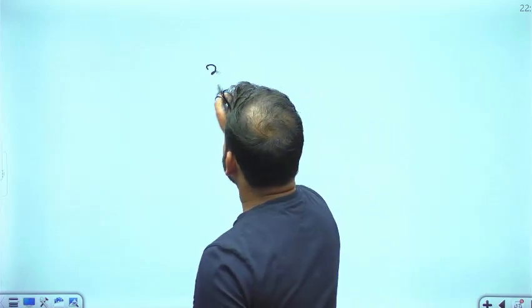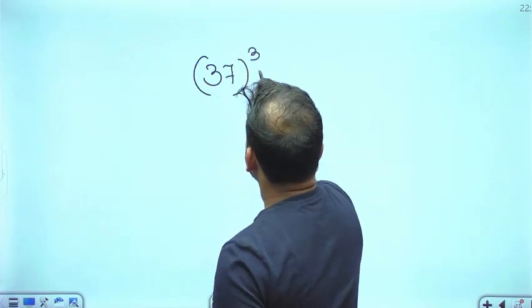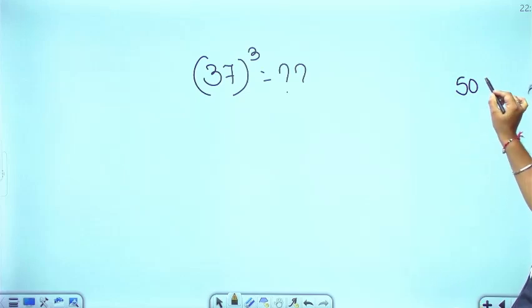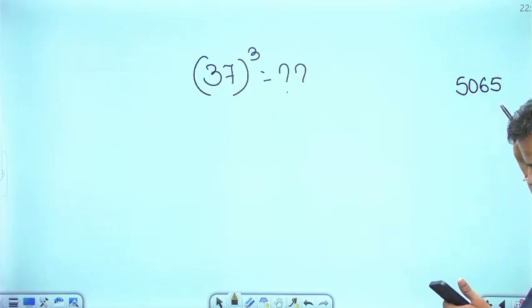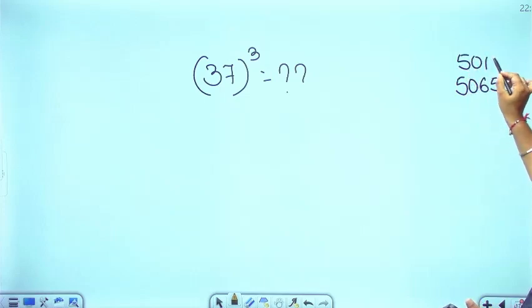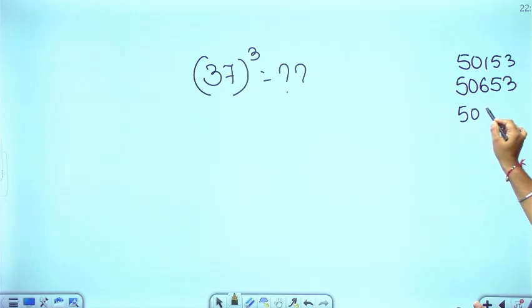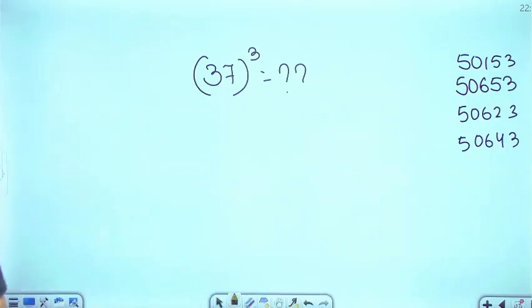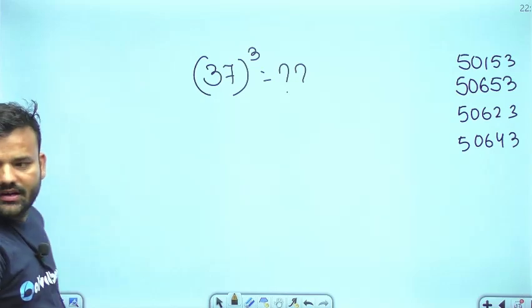Just tell me what is 37 cube? 37 whole cube. Let's check this. I'm giving you the options: 50653, 50153, 50623, 50643. Tell me what's the answer. Tell me what's the answer. Tell me your answer.